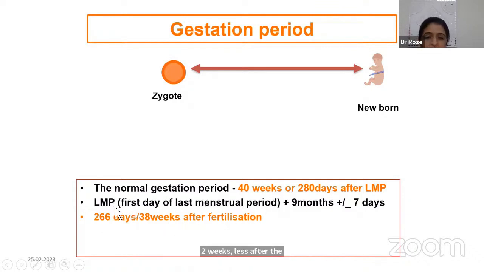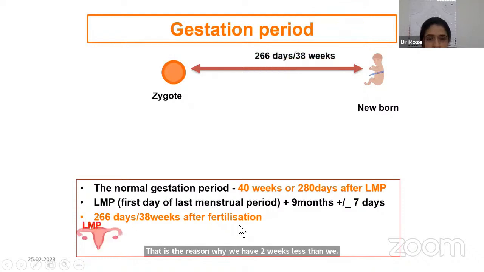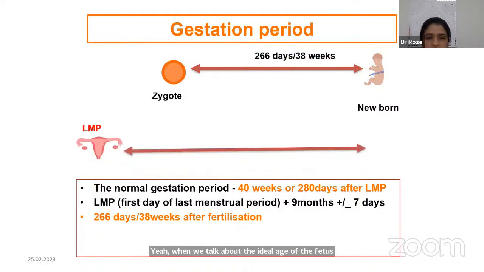The reason is, we know if we have the first day of last menstrual period, only after 2 weeks we have the ovulation, and then only the fertilization will be happening. That is the reason why we have 2 weeks less when we talk about the ideal age of the fetus. So zygote till newborn, the number of days, it is actually 266 days or 38 weeks. If you are starting from the point of first day of last menstrual period, it is 280 days or 40 weeks.